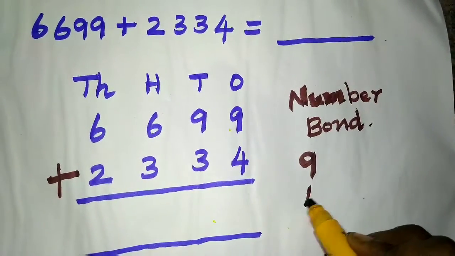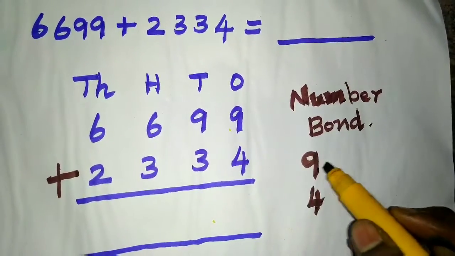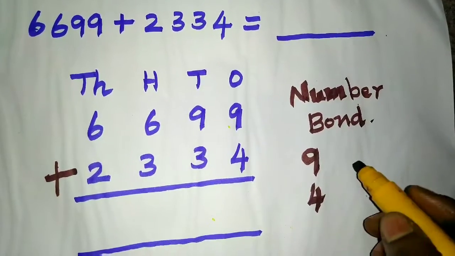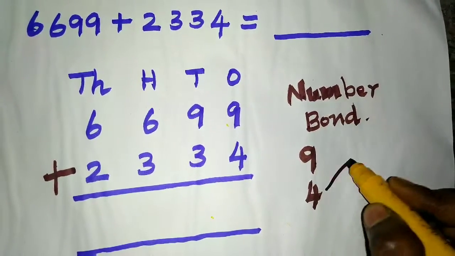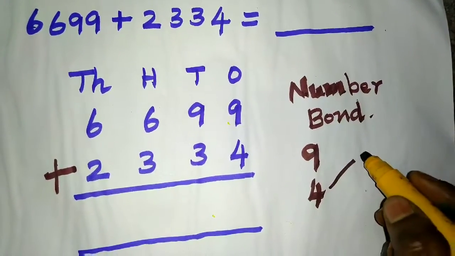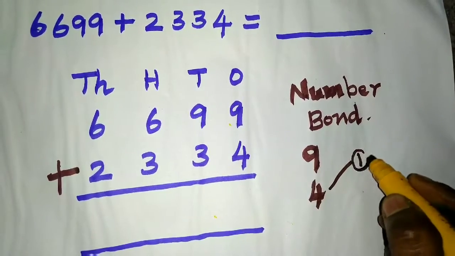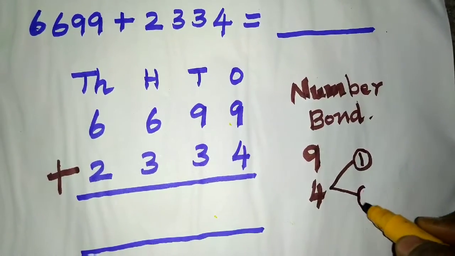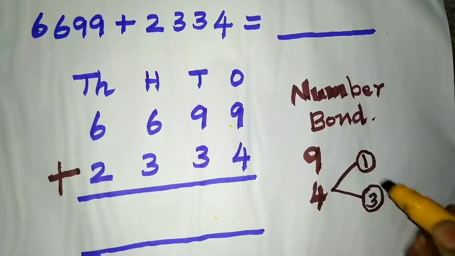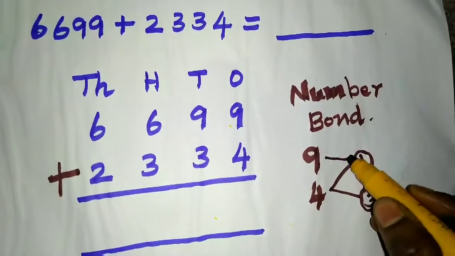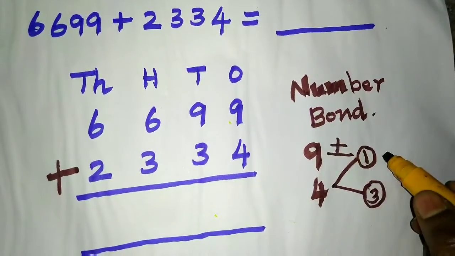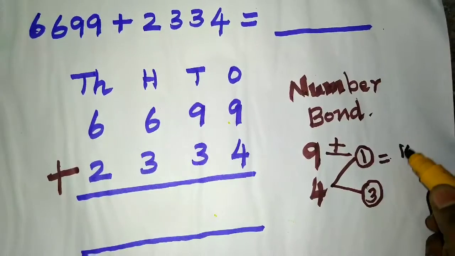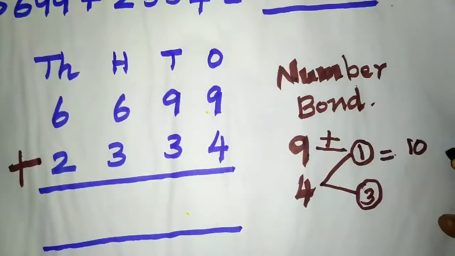Take 9 and 4 from ones place. From these two, which is bigger? 9 is bigger. So, make 9 to 10 by adding one value. That one value will be taken away from 4. You get the answer as 3 if you take 1 away from 4. Now add 9 plus 1. 9 plus 1 makes 10.